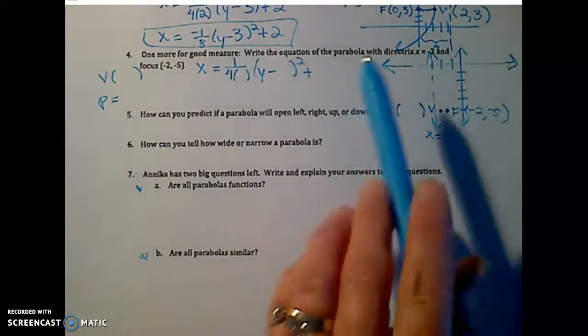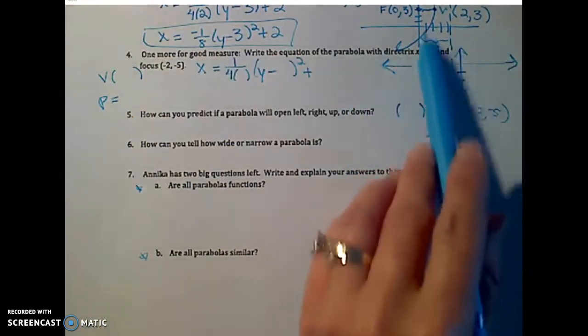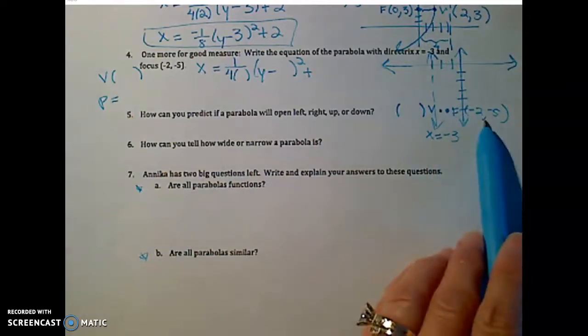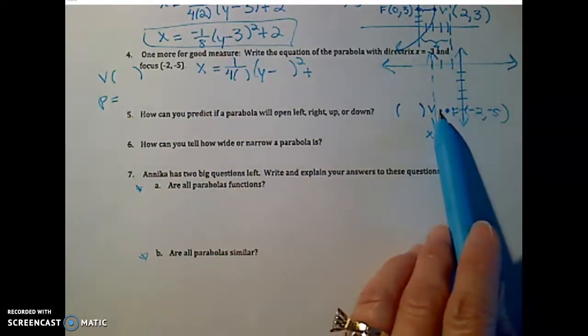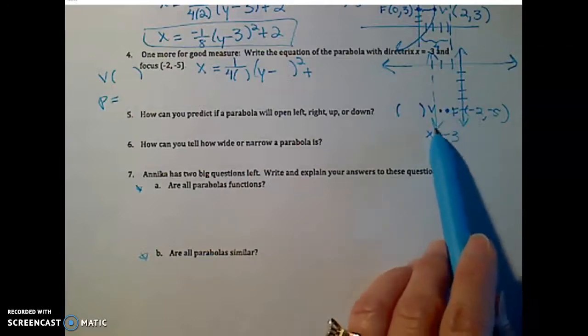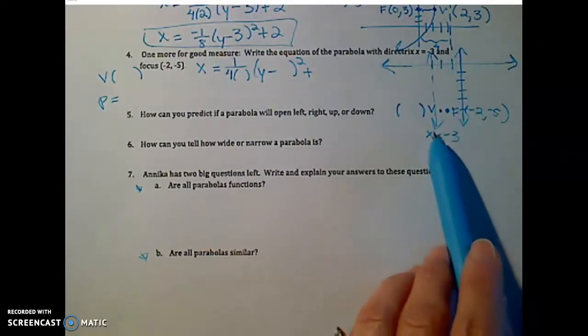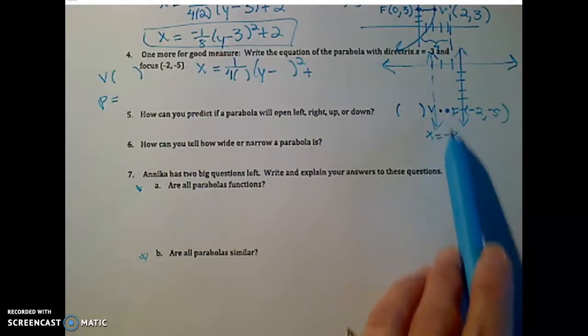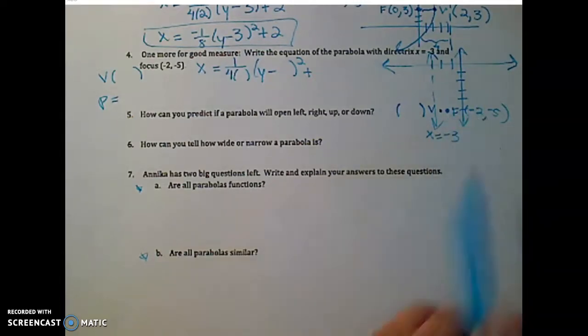Okay, let's see how you did. Here I have a directrix at x equals negative 3, and I have a focus at negative 2, negative 5. I'm going to try to find the vertex. Notice this is a tight little parabola. There's only one unit between the directrix and the focus, from negative 3 to negative 2, so my vertex is going to be right in between.